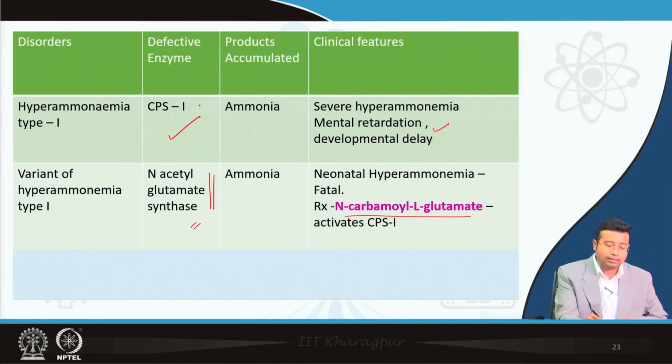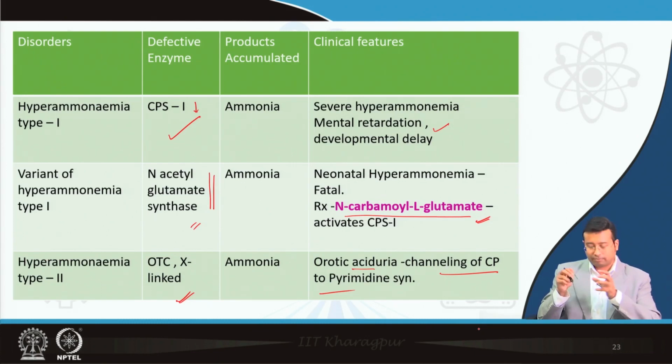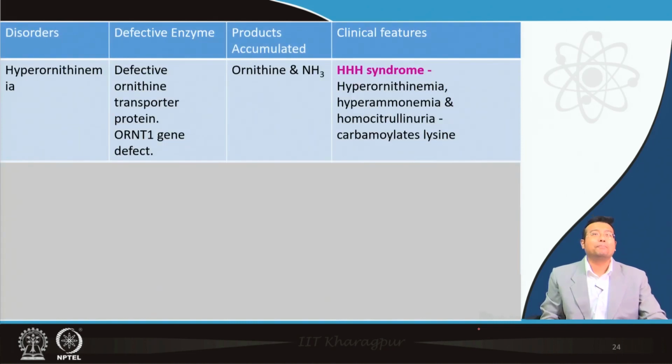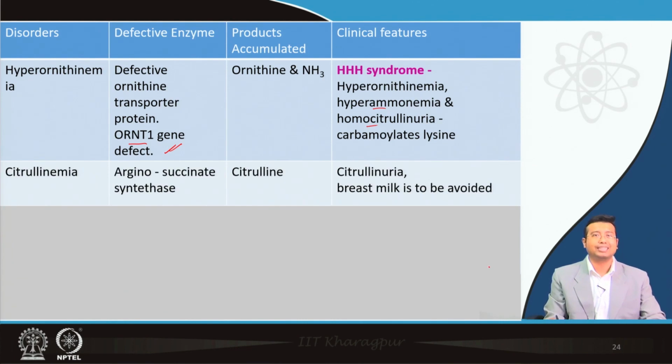So, if this enzyme is deficient, it is lowered, but with this treatment the whole thing is taken care of. Hyperammonemia type 2, ornithine transcarbamylase deficiency, leads to orotic aciduria. This is what happens here: the channeling of the intermediate to pyrimidine synthesis. Next, hyperornithinemia, when it happens in case of ornithine transport system disorder. Not only hyperornithinemia, hyperammonemia and homocitrullinemia also happen, right.